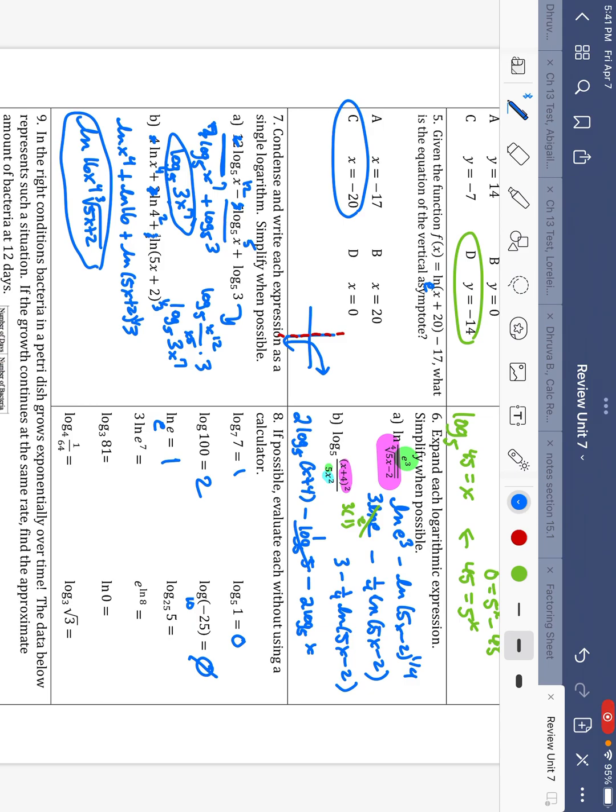So you have ln and e, those basically kind of cancel each other out and make a 1. So you can use that fact here. These cancel each other out, and so you're left with 3 times 7. So that's 21. All right, below that, log base 3 of 81 is 4. 3 to the 4th is 81, so 4 goes here.